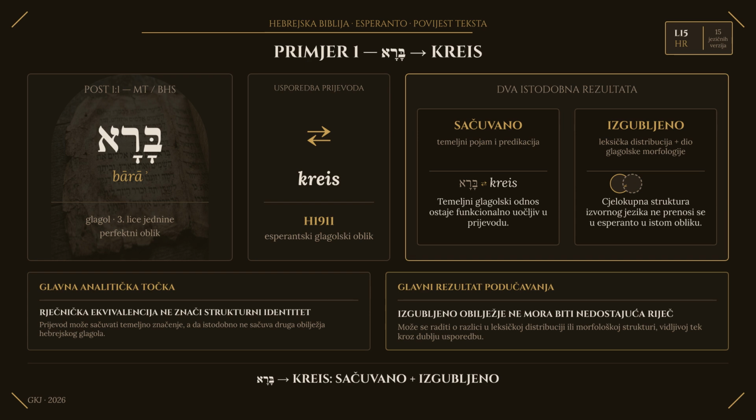Consider the Hebrew verb bara. In the 1911 translation, it is rendered as Christ. While the fundamental meaning is preserved, the specific lexical distribution of the original is transformed. This shows that lexical equivalence does not imply structural identity.